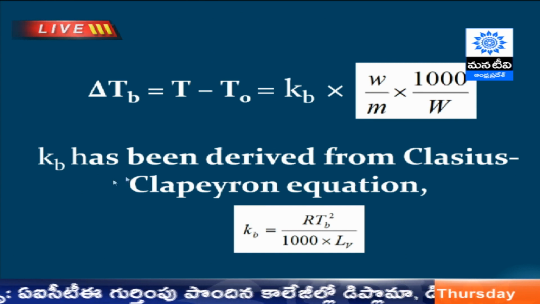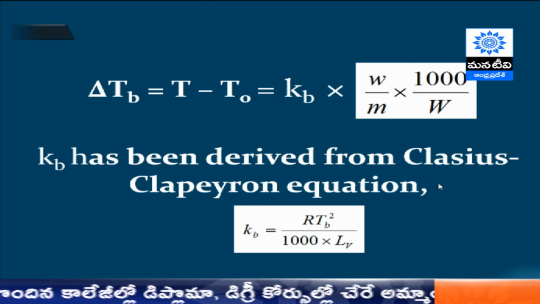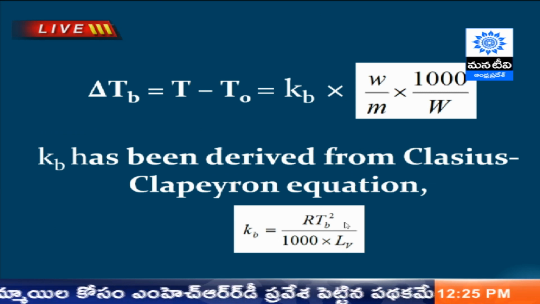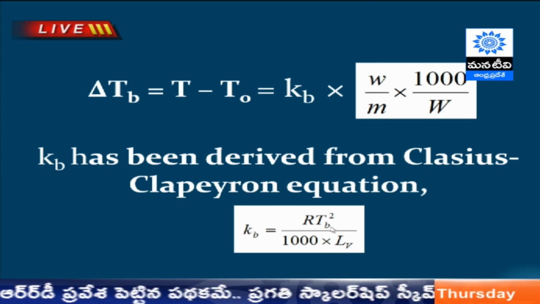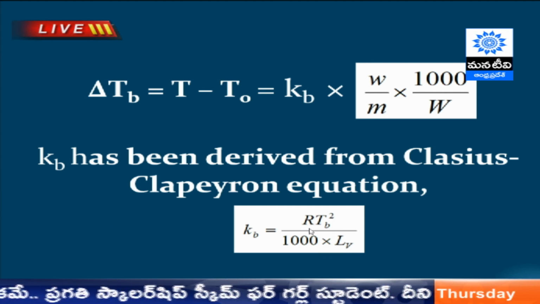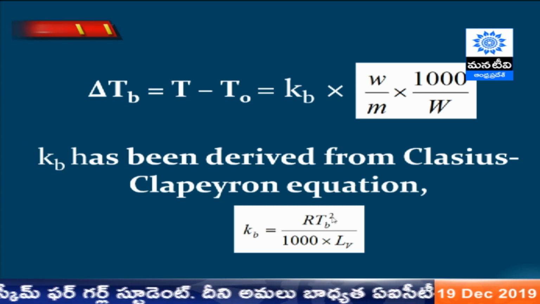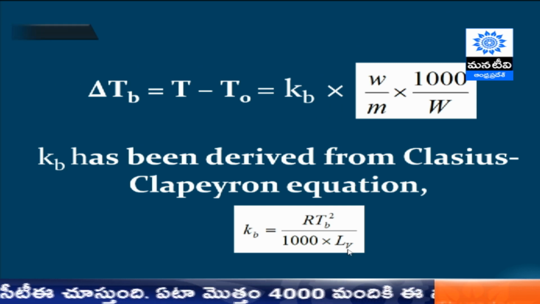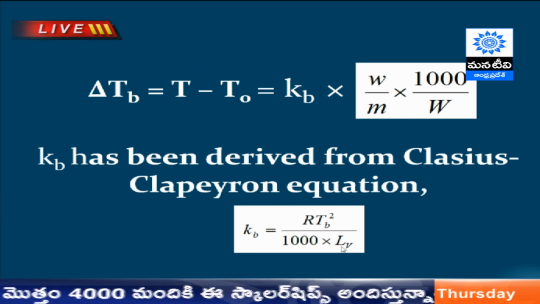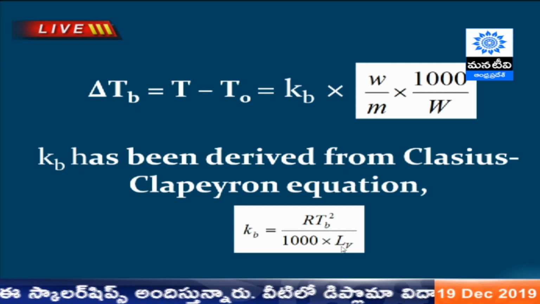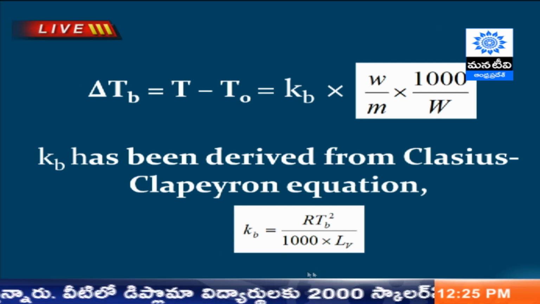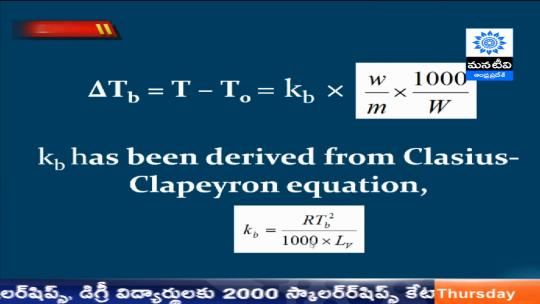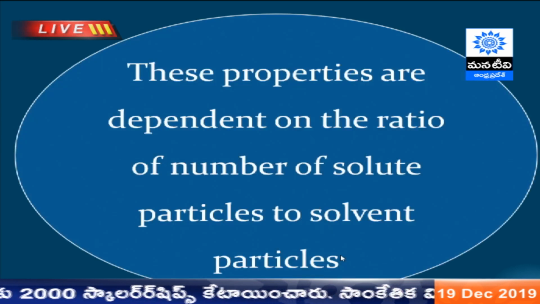Now, you know that Kb is derived from the Clausius-Clapeyron equation, where Kb is equal to R Tb squared by 1000 into Lv. Here R is the ideal gas constant, Tb is the boiling point, 1000 is a constant, and Lv represents the latent heat of vaporization. It has been experimentally determined. So, Kb depends on the boiling point and the latent heat of vaporization.